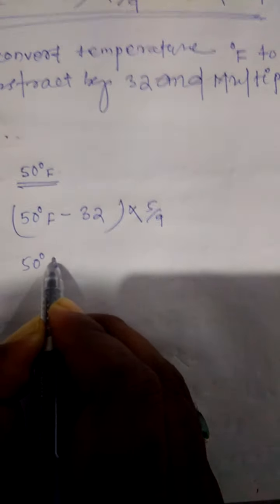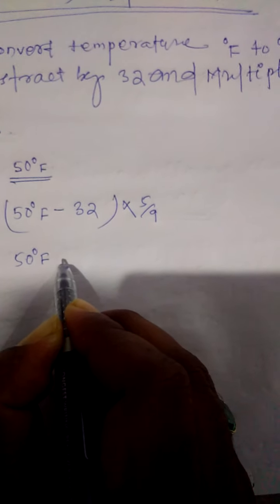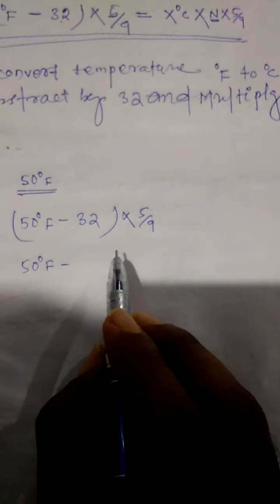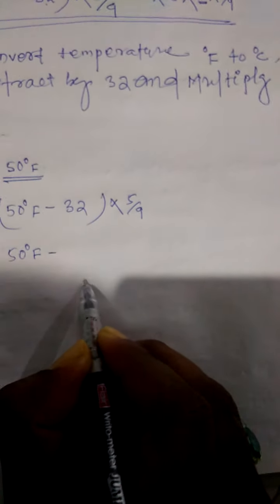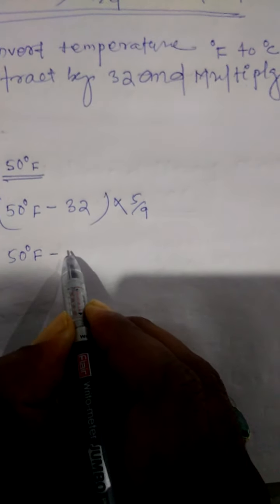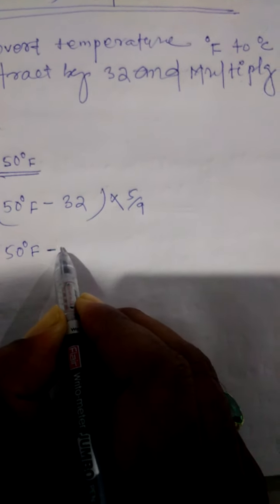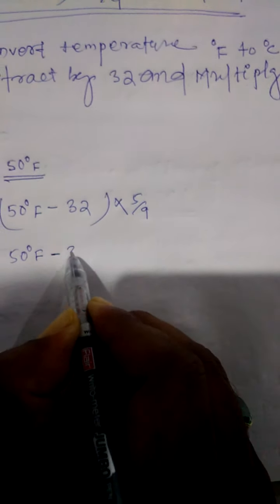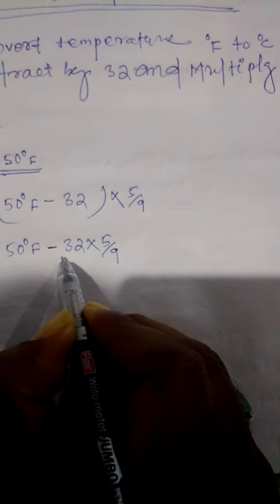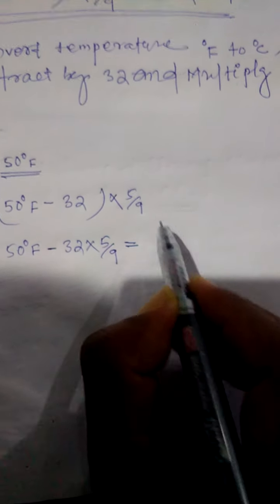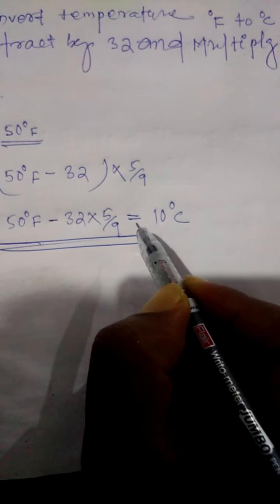So 50 degree Fahrenheit minus 32, and we have to convert it to degree Celsius. Here we multiply by 5 by 9. So this gives us 10 degree Celsius.